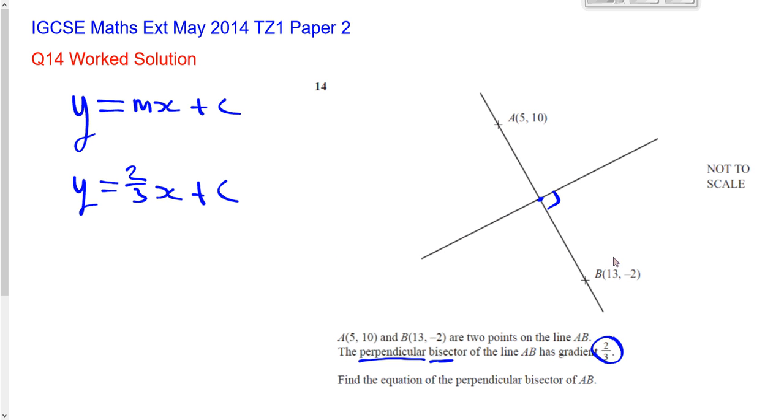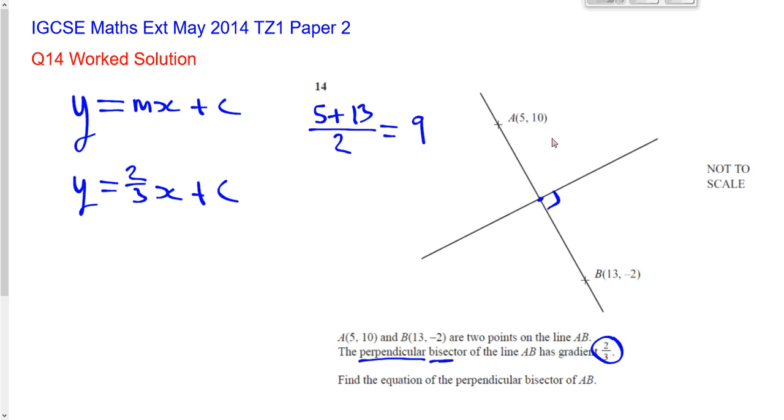So how do we find the midpoint? What we're going to do is find the average of our x coordinates and the average of our y coordinates to give us the midpoint. So we'll get 5 plus 13. That's the x component of A and the x component of B. So the midpoint is going to be 5 plus 13 is 18, divided by 2 is equal to 9.